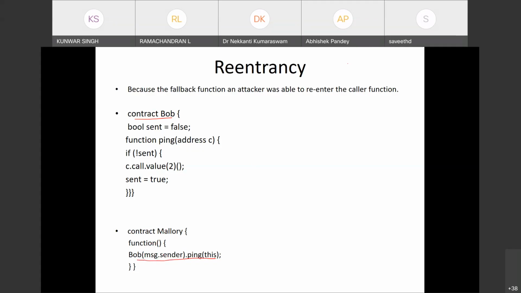Bob.message.sender.ping. So it will call again. Bob is this one. The message sender will go here, to Bob, and from here it went here, and the money is transferred, and inside this fallback function, one line of code he has written. That code is again calling this contract Bob. Okay, and in this Bob, you see, sent has not been made true, so it will call this ping function again.